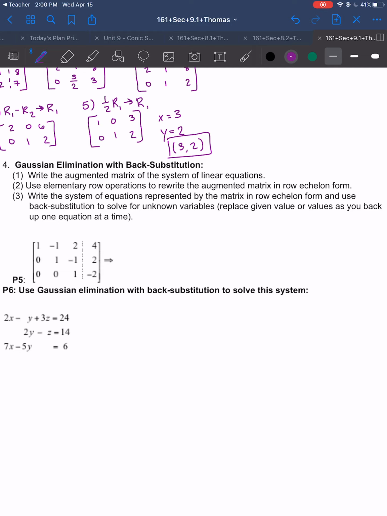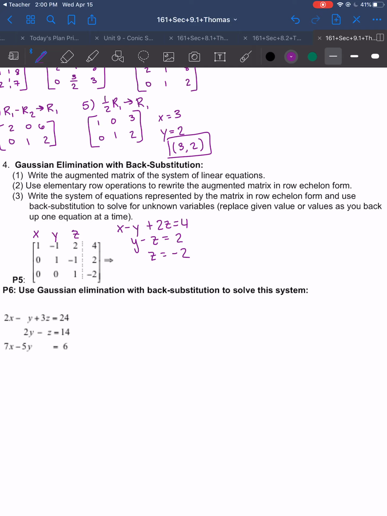And then you're going to write the system of equations and use back substitution like we did. If you know one of the variables, you can solve for the other ones. So like here, we have x, y, and z. So I know that x minus y plus 2z equals 4, and then y minus z equals 2, and z equals negative 2.